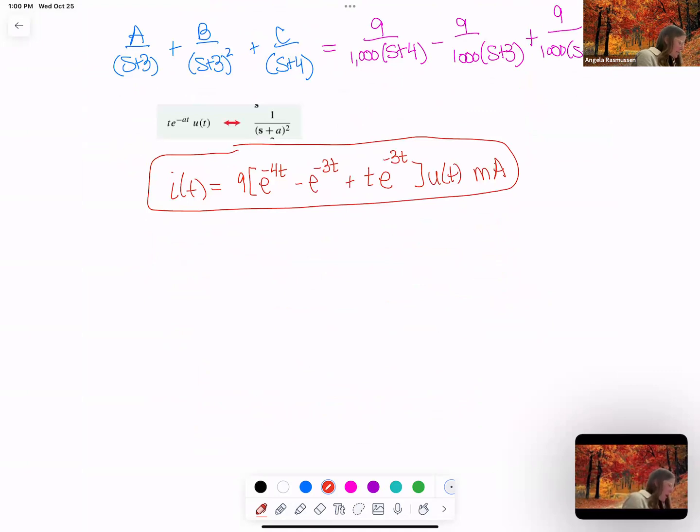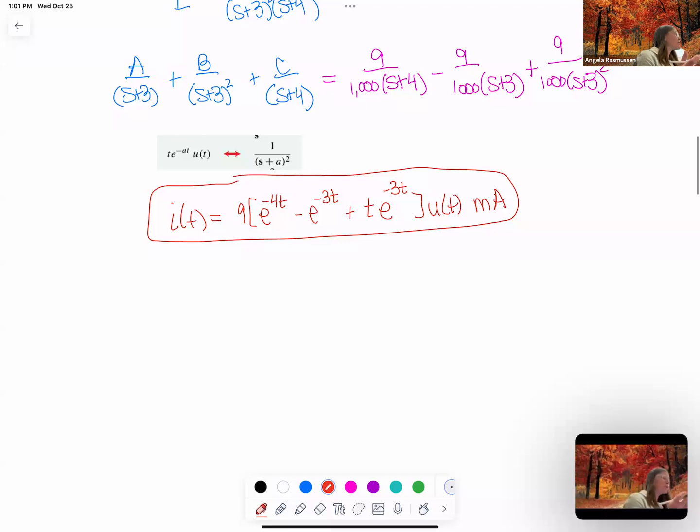So I typically like to just use different values for, well, first I'm going to solve for C because that one's going to be easiest. So solving for C, I get C is 9.